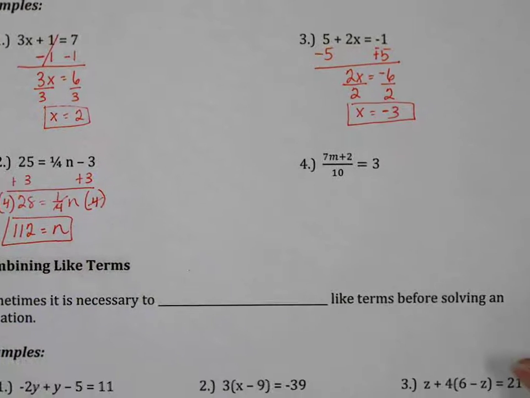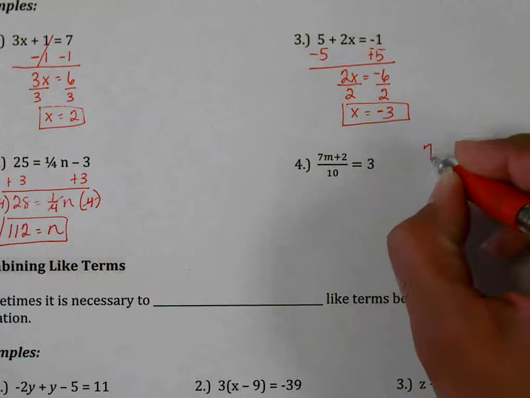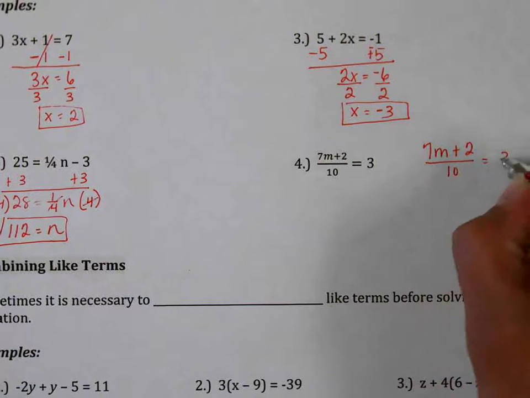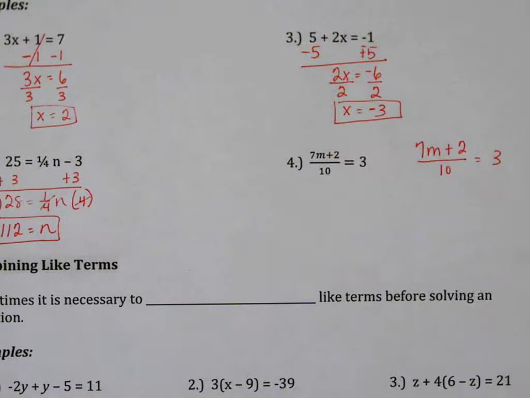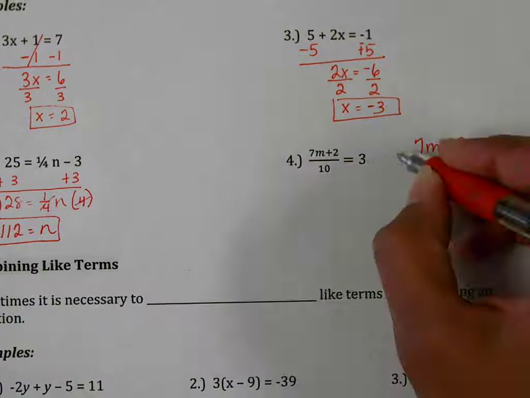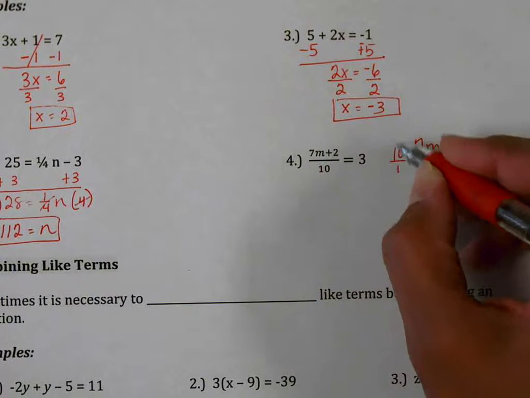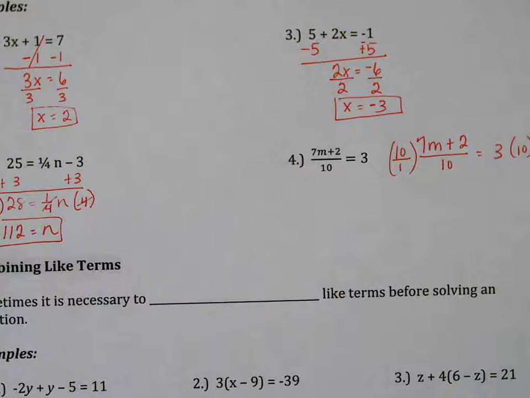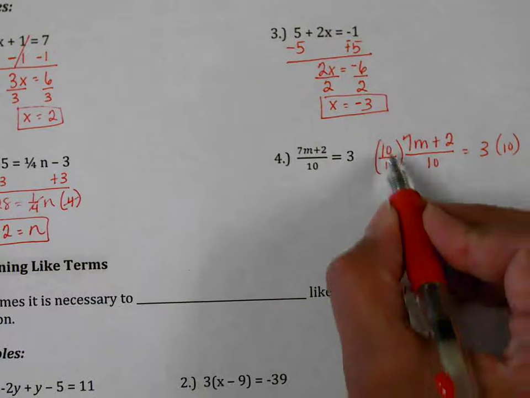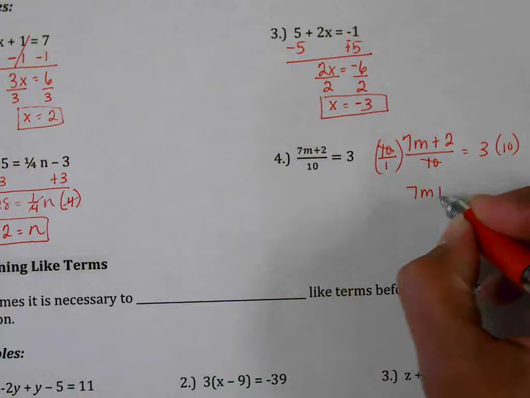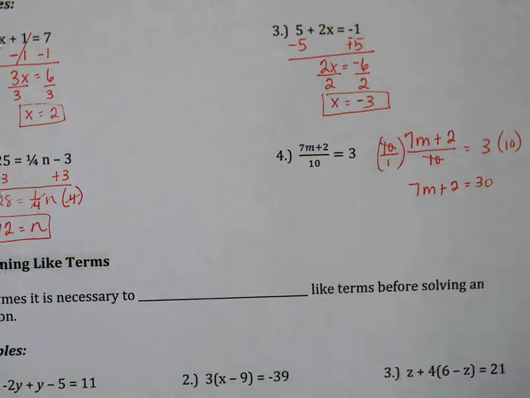Now number 4 is a little bit different. I'm going to rewrite this: 7m plus 2 divided by 10 equals 3. So we're going to treat this like a fraction, 7m plus 2 over 10. And so that's a division problem. So we're going to multiply both sides by 10. When I do that, this is going to cancel out the 10, and I'm going to be left with 7m plus 2 equals 30.